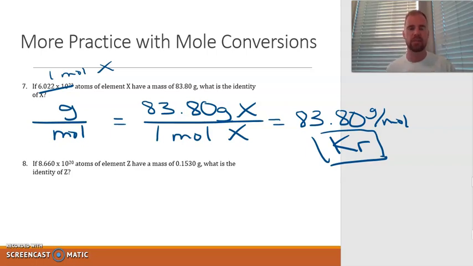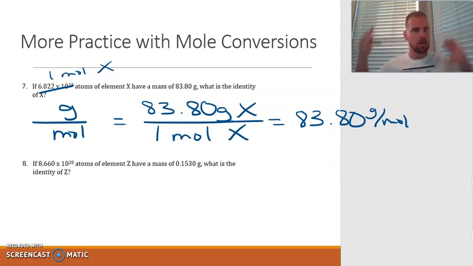And I want to point out something here too. Notice the question. It said, what is the identity of X? A lot of times students figure out the molar mass and they're like, great, I did the problem. No, you didn't. You didn't answer the question. The question was saying, what is element X? So make sure not only do we solve for the molar mass, but we need to answer the question. We need to actually identify the element.